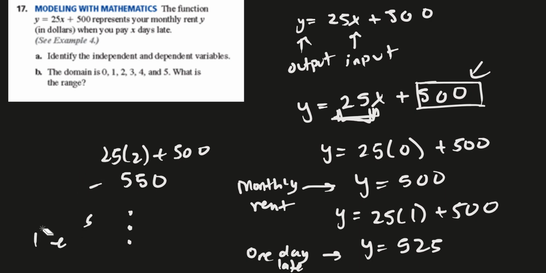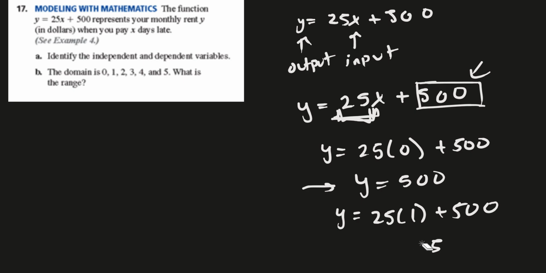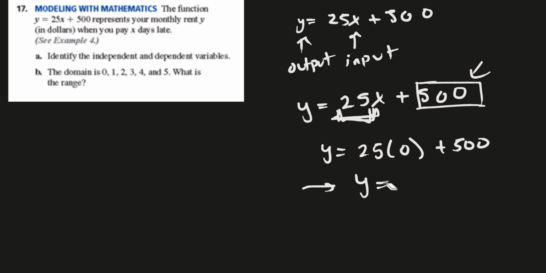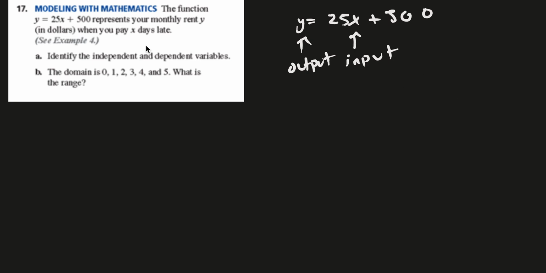It is a fee, which I personally think is a little bit much, because if you can't pay your rent, it's probably because you can't afford to do it just yet, and increasing it that much each day is a little bit much. But this is just a problem. Okay, so let's identify the independent and the dependent variable. This is not a hard part.